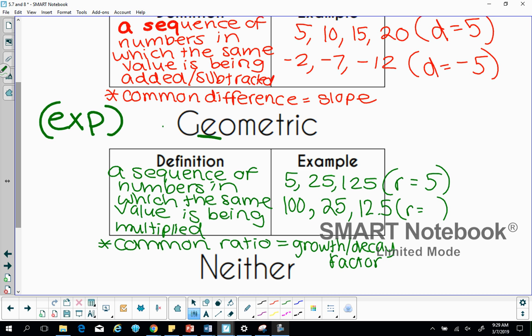Not negative. Remember, it's exponential. What are you dividing by? You're dividing by 4, right? Which is multiplying by 1/4. Remember, to get your common ratio, you can always take the last one divided by the one before it. Same thing when we were looking for growth and decay.